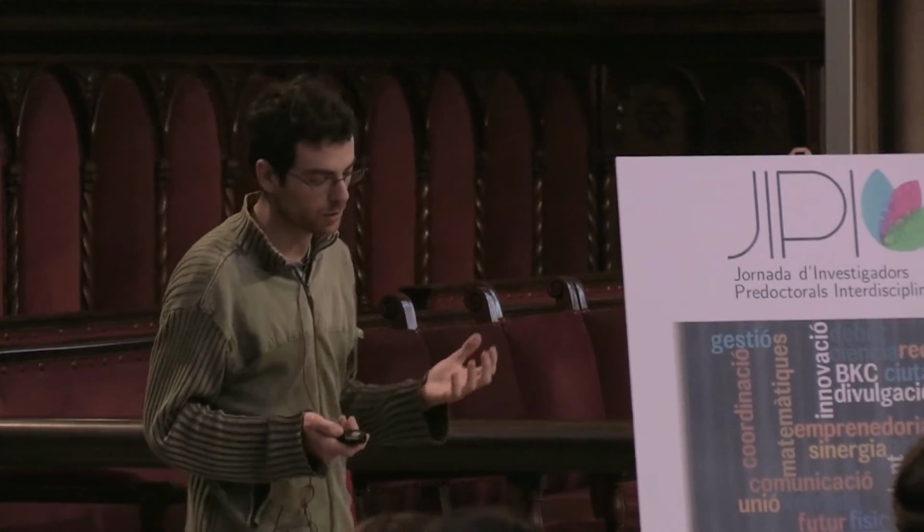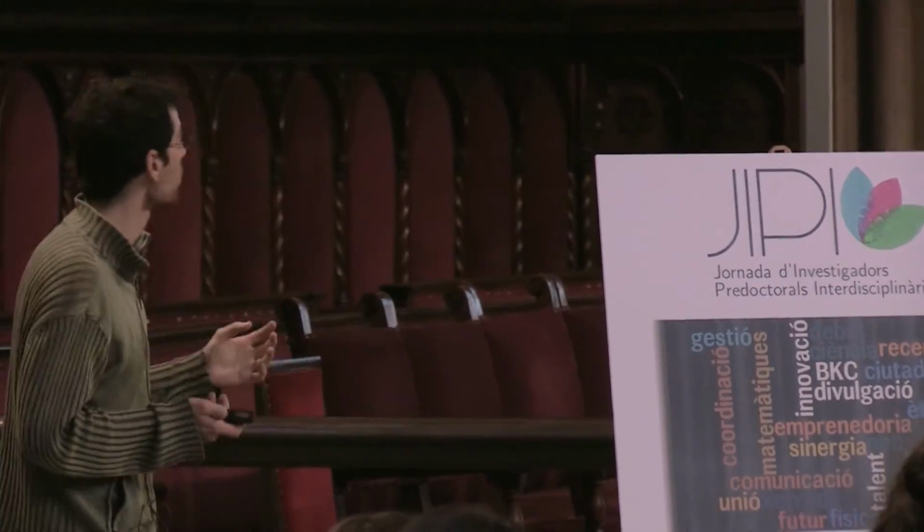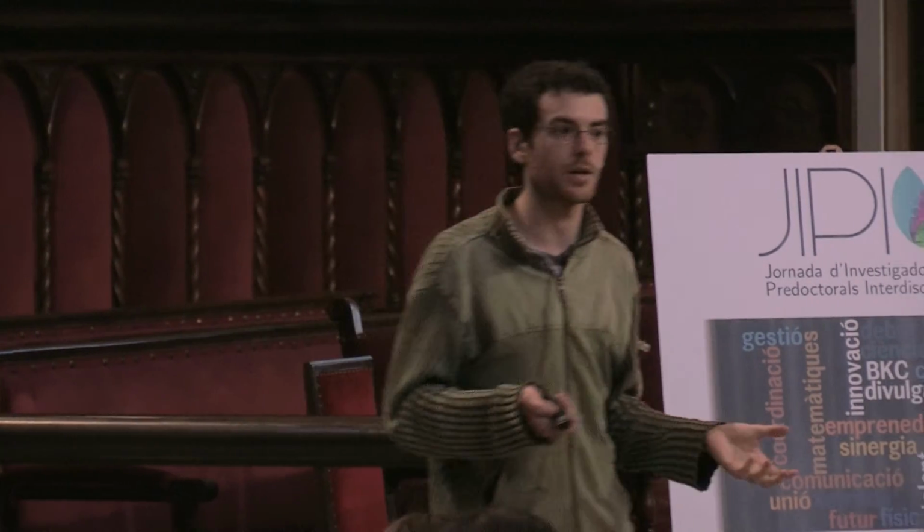What does it mean? To see the concept of tracer, we can go to Europe in these pictures at the top, and we can see the light in Europe. We can see the light at night, and we can see that the light traces the population. This means that where there is more light, there are more people living there. So exactly the same happens in the universe. At large scales, where we have more light, where there are more galaxies, we have more dark matter.